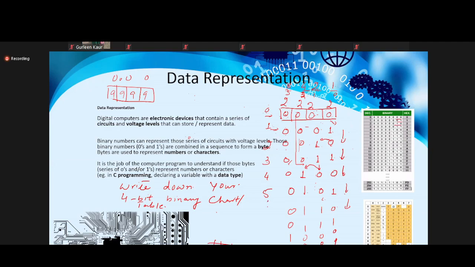starting from 0. How far does it go? All ones means it is going to be 15, right? So 15 is all ones. So this is the limit for 4 bits. So try to get it done. You understand it now? Right? Yes, ma'am. Okay.